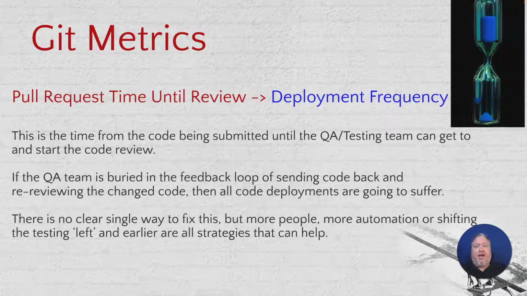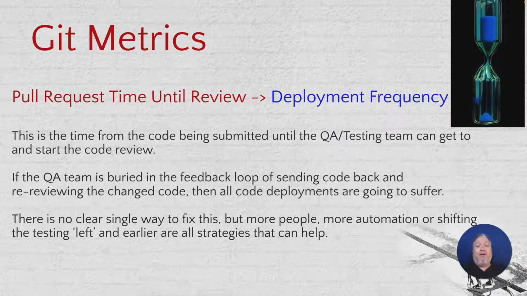Pull requests, time until review. Pull requests are how we do work in Git. You make your changes and then you suggest them in so they can be approved and then deployed. This is the amount of time it takes to go from, hey, I'm ready for my PR to be reviewed, until the QA or testing team can actually get to it. That might sound trivial. It might sound like, okay, you're going to have a lot of ways to prioritize that. Overall, though, that's a huge indicator of your deployment frequency.